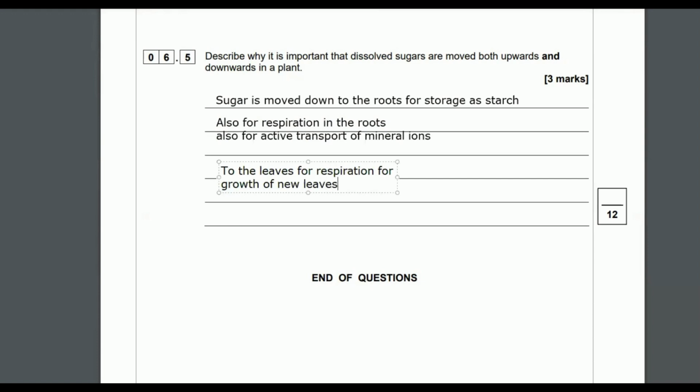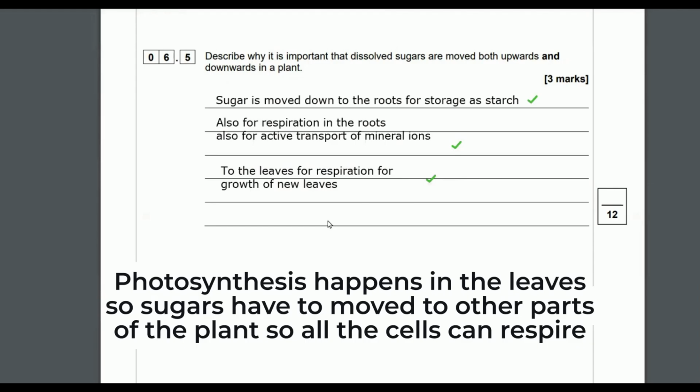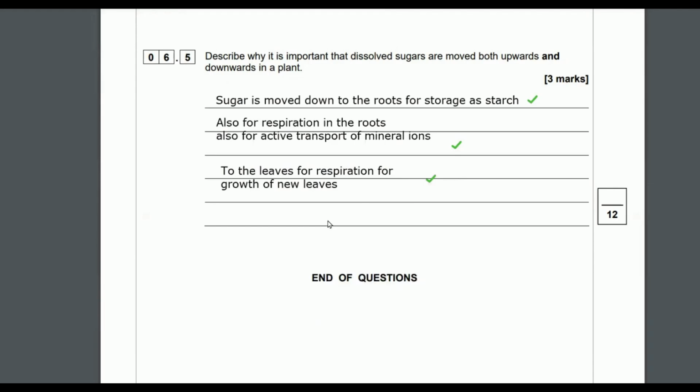Okay, there's loads we could go on about. Basically, respiration in the roots, respiration in the leaves. Why in the roots? You might need energy for active transport and for the growth of roots, and you might need energy for the growth of new leaves. And that's why we move it around. And we also might want to move sugar down to the roots to be stored as starch. So lots and lots of reasons why that might happen. There we go.